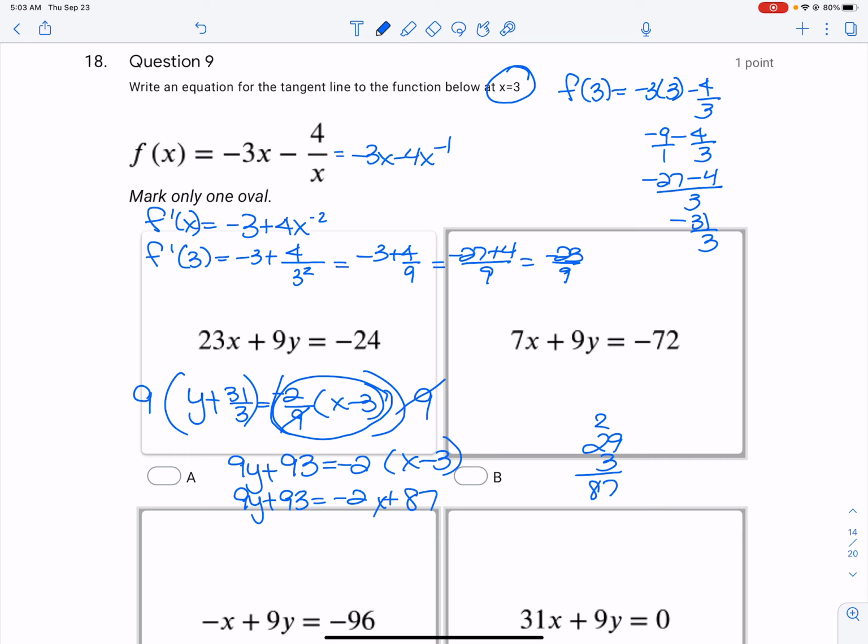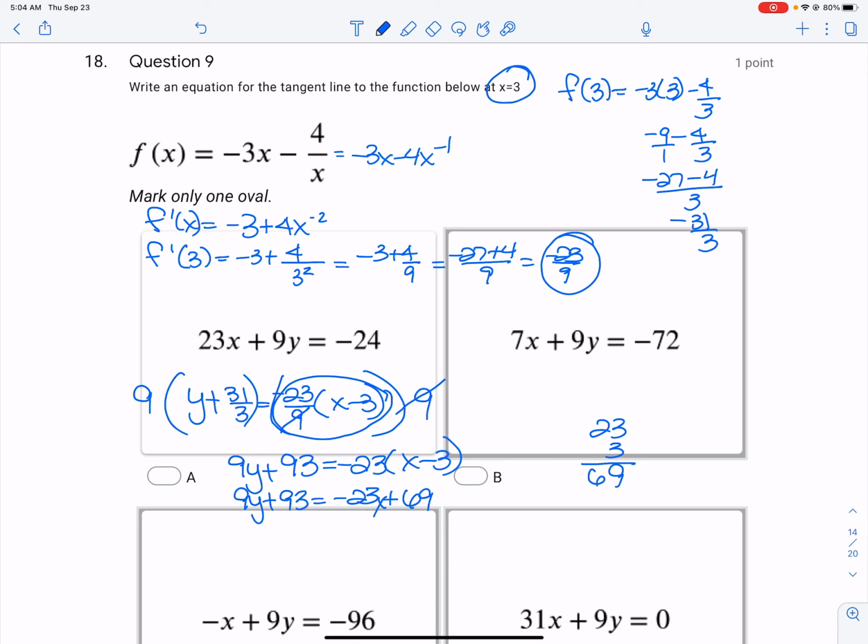Okay, so it should have been 23 over 9. So this should be a 23. This should be a 23. This is not 87 because that would be wrong. So 23 times 3 is 69. So this is a positive 69. Okay, I think I fixed it.